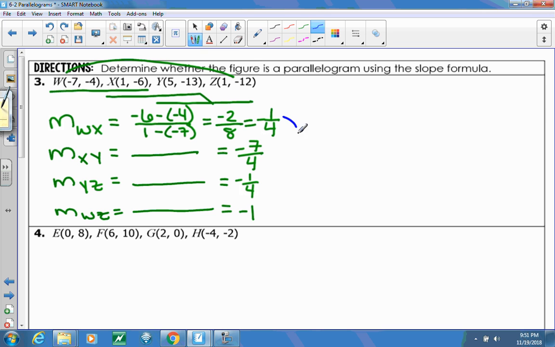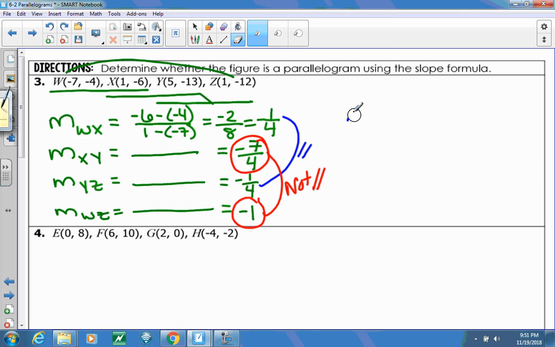Now, if I look at these two sides here, negative 1/4 and negative 1/4, those two are parallel to each other because they're the same slope. But then we have negative 7/4 and a negative 1 right here. Those are not parallel to each other. They're not the same slope. So here we can conclude that, let's see, I'm using WXYZ.